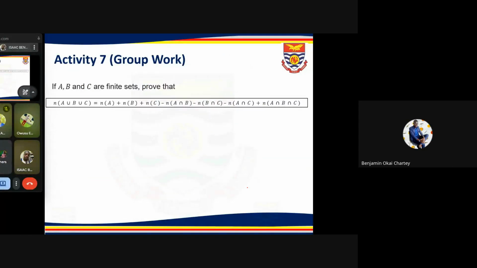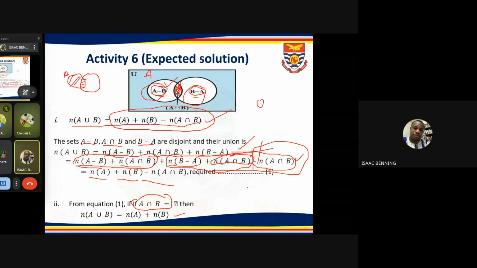Now, sir, question. In the second stage of the proving, where we have number of A minus B plus number of A intersection B plus number of B minus A, I understand where we got those from, but the added ones, that is number of A intersection B minus number of A intersection B, I'm a bit confused how we got those ones.